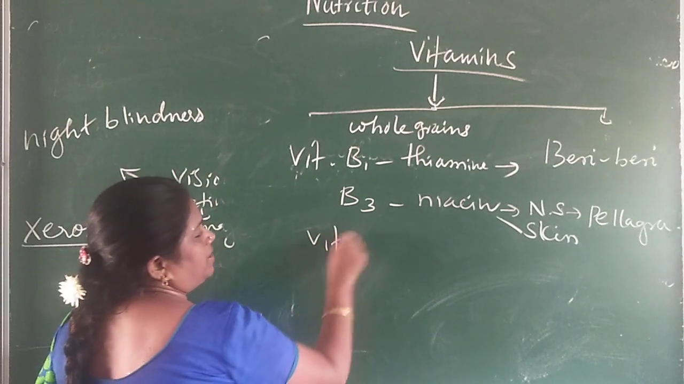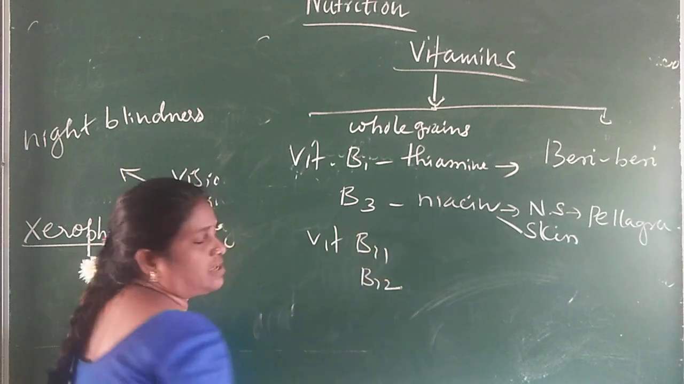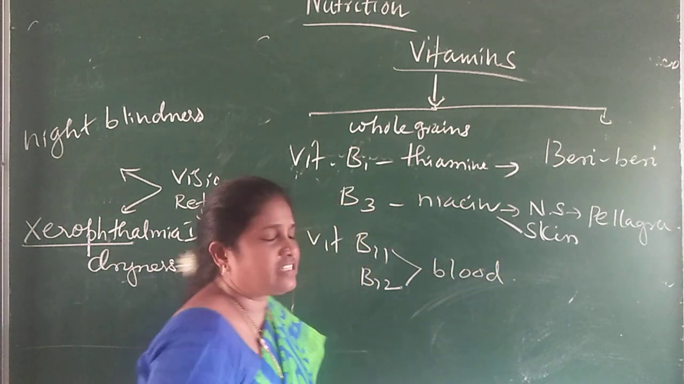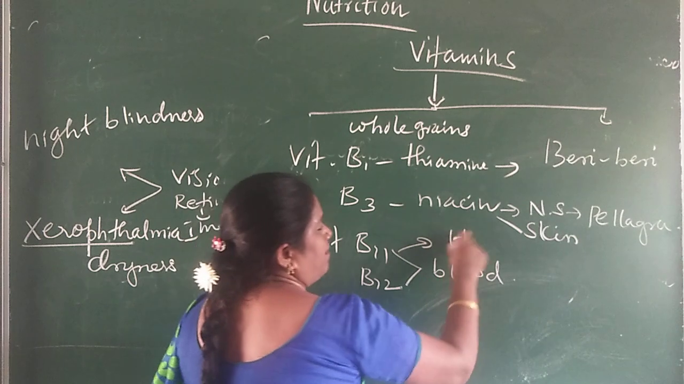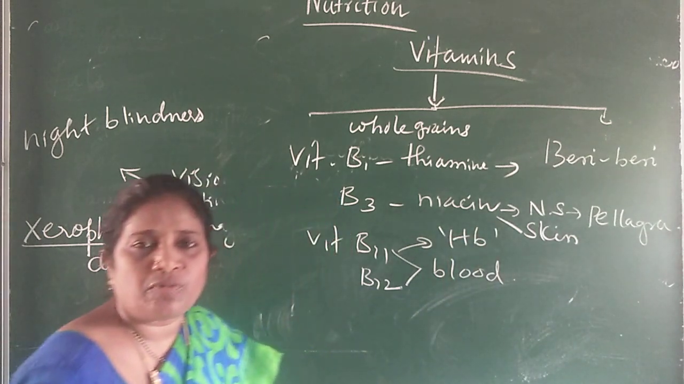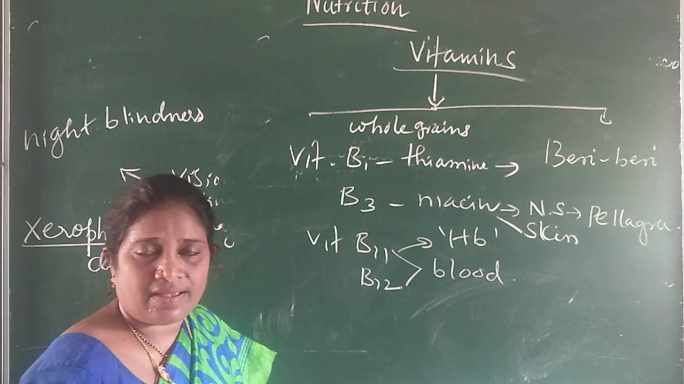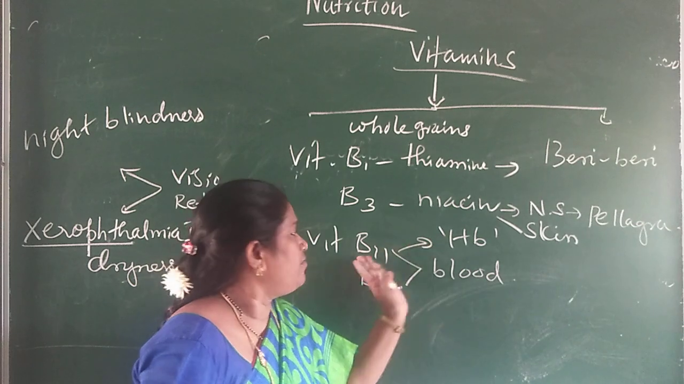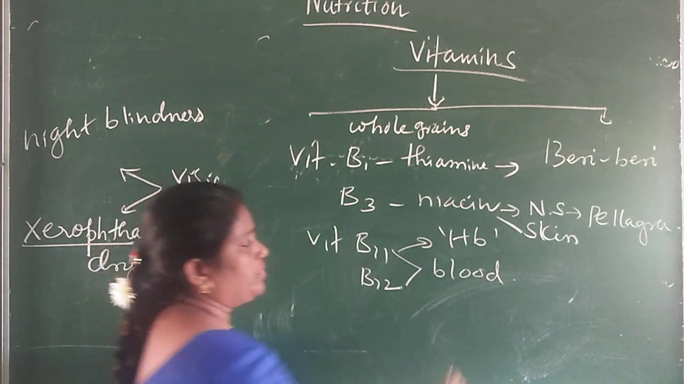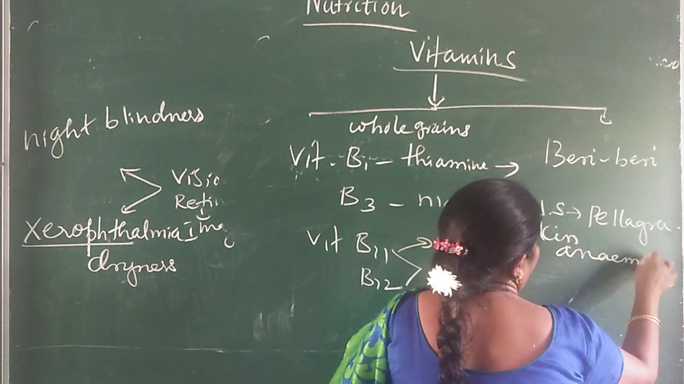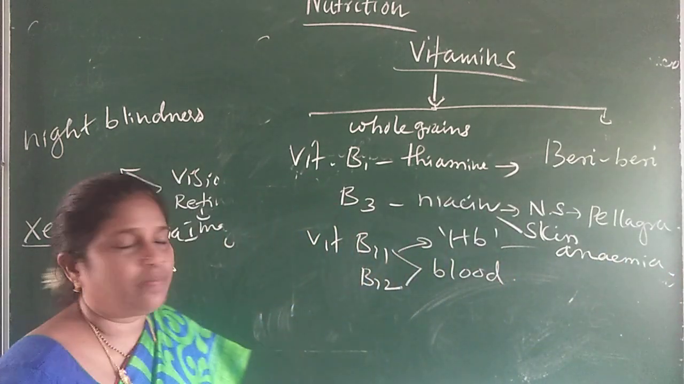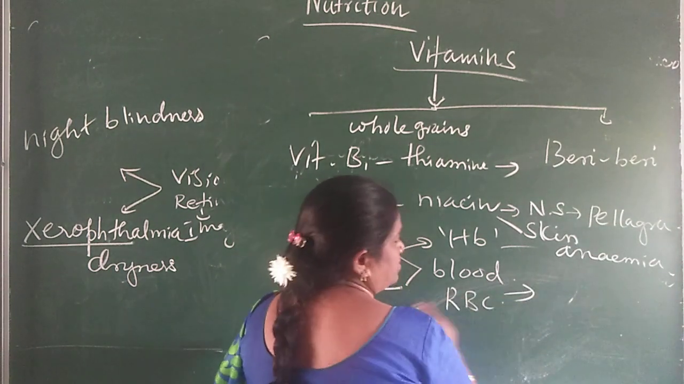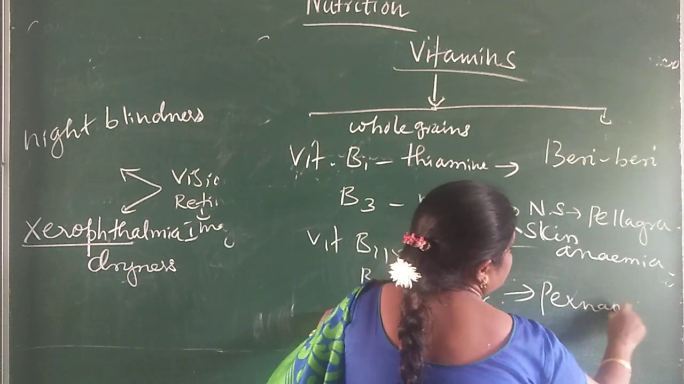Now coming to vitamin B11 and B12, cyanocobalamin. These two are very important for the formation of blood. Especially vitamin B11 is important for the synthesis of hemoglobin, just like iron. I told you lack of iron leads to anemia, so same here. Deficiency of vitamin B11 causes anemia. B12, cyanocobalamin, is very important for the formation of RBCs. Lack of this vitamin will cause pernicious anemia.